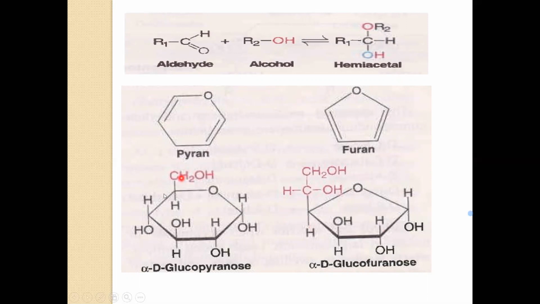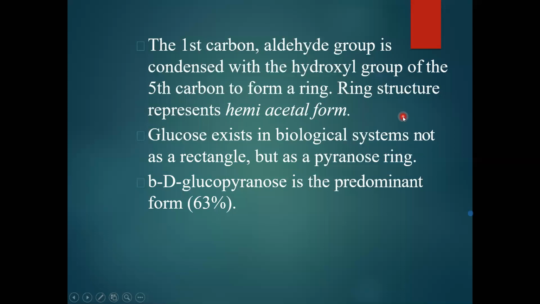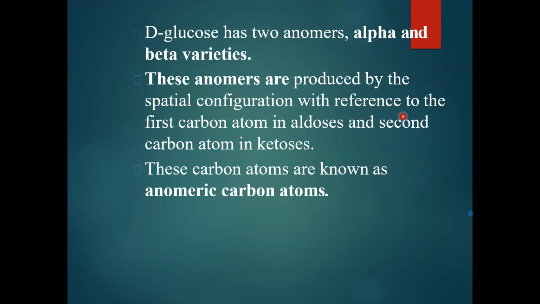This is having a hexagonal ring. It is having a pentagonal ring. This is a pyran structure, and this is a furan structure. The first carbon atom aldehyde group is condensed with the hydroxyl group of the fifth carbon atom to form a ring. Ring structure represents the hemiacetal form. Glucose exists in biological systems not as an open chain but as a pyranose ring mostly. Beta D-glucopyranose is the predominant form.